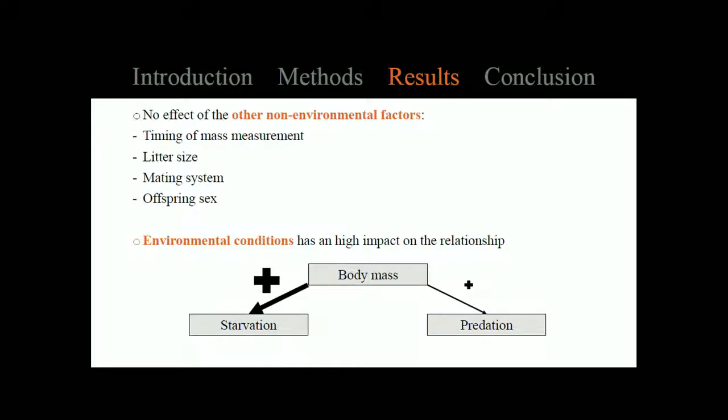So it is likely that the relationship between body mass and the probability of dying from predation is not as strong as the relationship between body mass and starvation. And if we come back to our predictions that the body reserves can enhance survival, it can also be that the body reserves enhance survival only in case of starvation, in case there is food limitation. But in predation, body reserve is not impactful on survival.